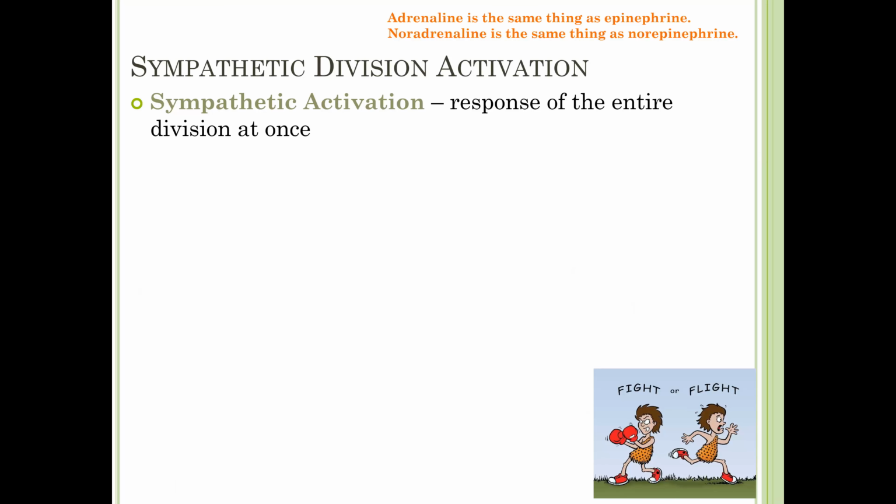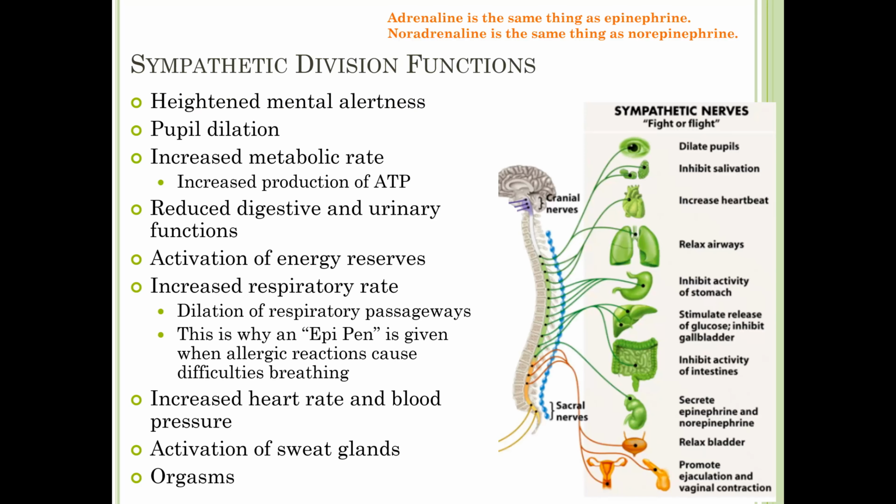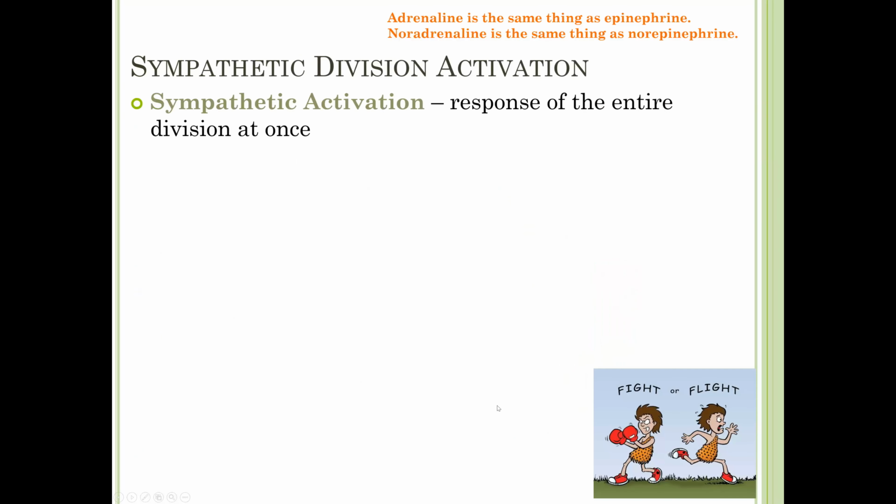So when we talk about sympathetic activation, that term actually refers to the response of the entire division at once. So you can have smaller responses that are ongoing. For example, you can dilate your pupils without having an increase in heart rate, right? And you can have an inhibition of your salivation without having your bladder relax. So you can have pieces of the system that are doing different things at different times to keep your body in a homeostatic balance. But when we use the term sympathetic activation, we're talking about a response of the entire sympathetic division at once. And this is truly what we mean when we talk about your fight or flight response.